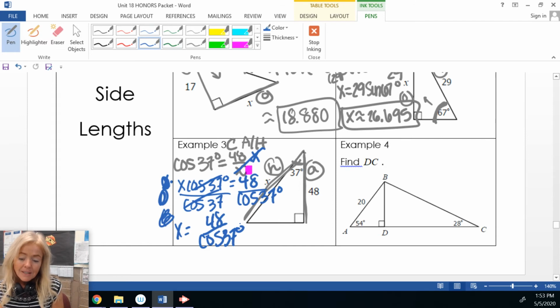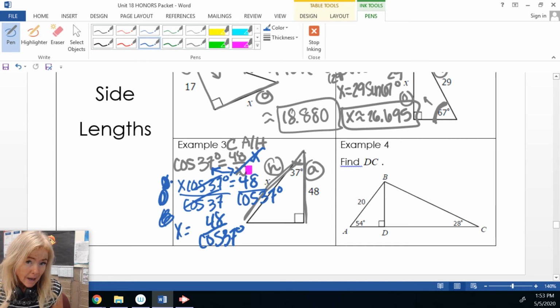All right? Now, what you notice from the beginning, and I tried to leave it in a different color, but I did draw a line through it. What you had in the beginning is cosine 37 is 48 over x. In the end, we have x equals 48 over cosine 37. Notice that the 48 stays in the same spot, but the x and the 37 switch spots when you solve.